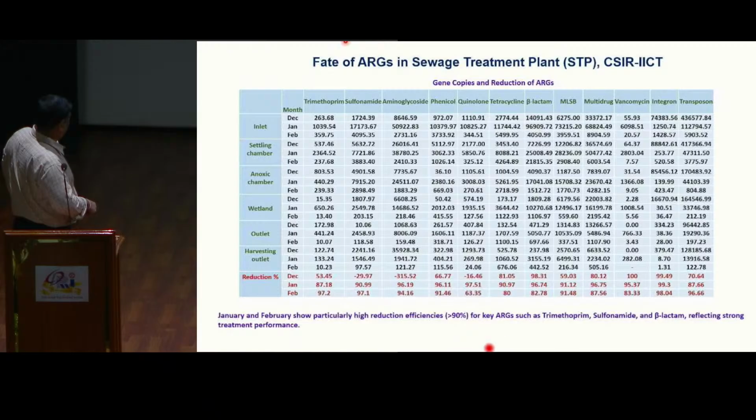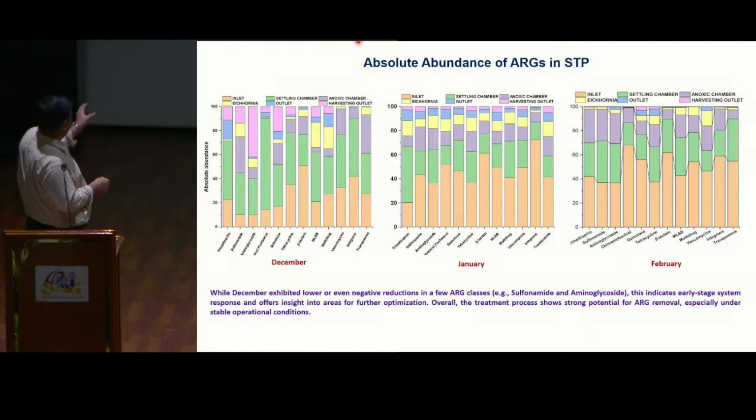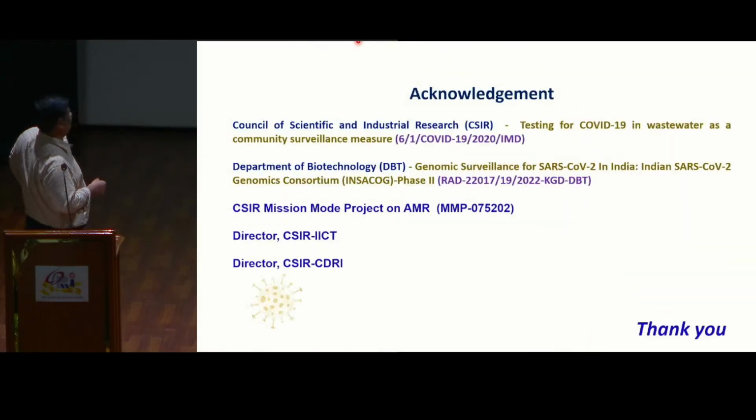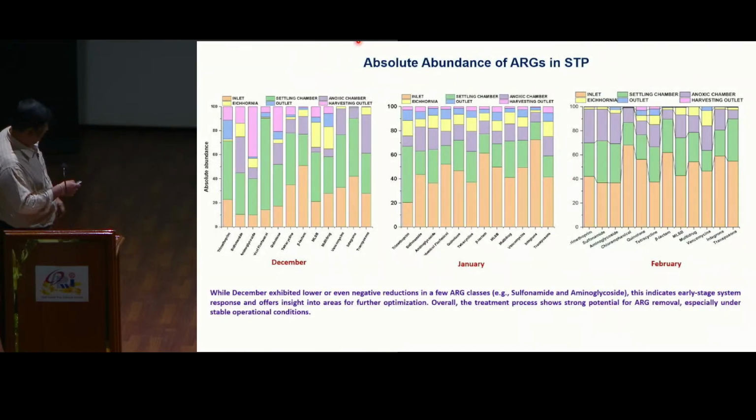But on the whole, particularly in the January and February samples, we were able to detect more than 70% reduction of the antibiotic resistance genes with the unit operations. But each unit operation has its own mechanism of removing the antibiotic resistance. This is other data showing how it varies. Here I would like to stop because of time.